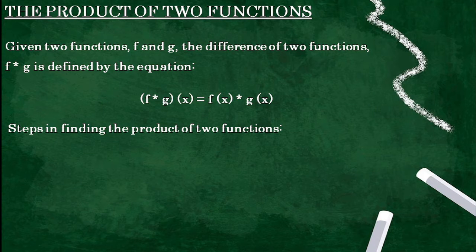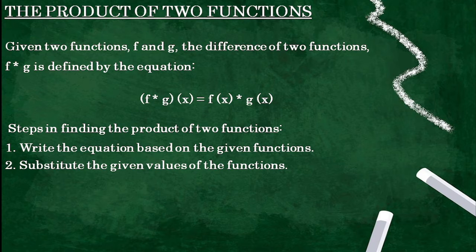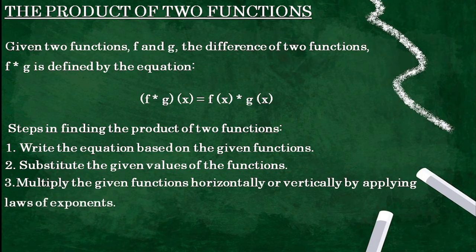The following are the steps that we have to remember in finding the product of two functions. First, write the equation based on the given functions. Second, substitute the given values of the functions. Third, multiply the given functions horizontally or vertically by applying laws of exponents. And fourth, simplify the values.